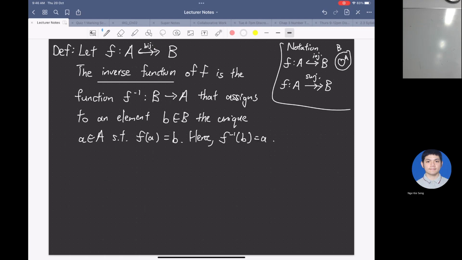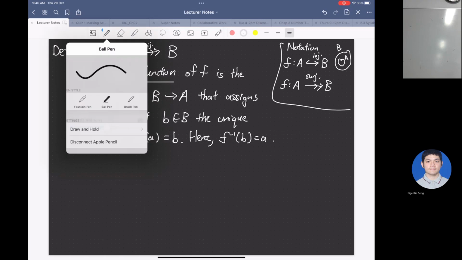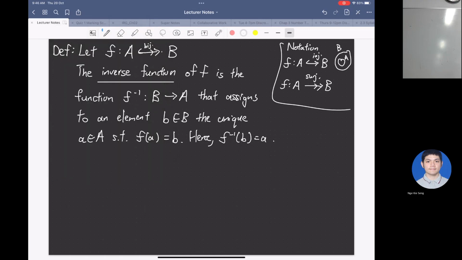So how do you find the a? The a is given by the ontoness, the surjectivity of f. Then we will say f is invertible.